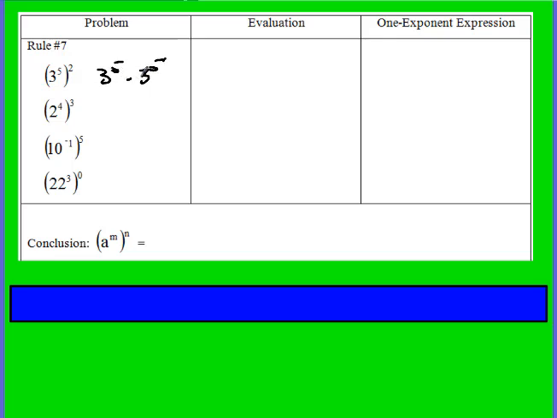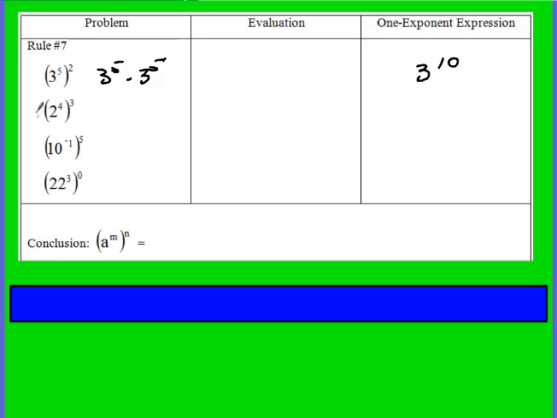We added them together. So this would be 3 to the 5th and 3 to the 5th, which actually gives me 3 to the 10th power if we write the one exponent expression. Now I'm going to assume you can do the evaluation. We're going to focus on the one exponent expression for the rest of this. So what did I do to this 5 and this 2 to get 10? Well, we multiplied them together.